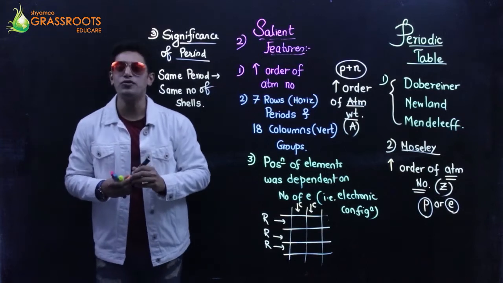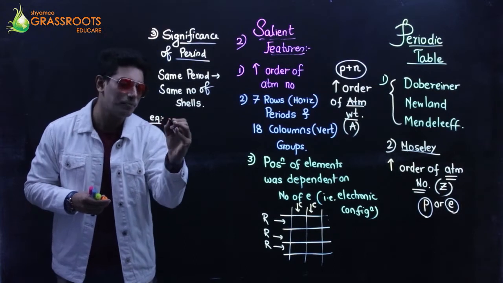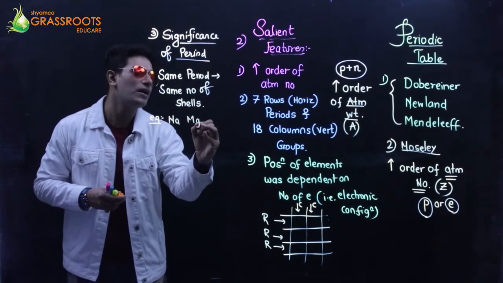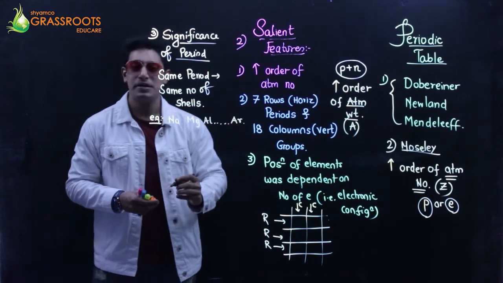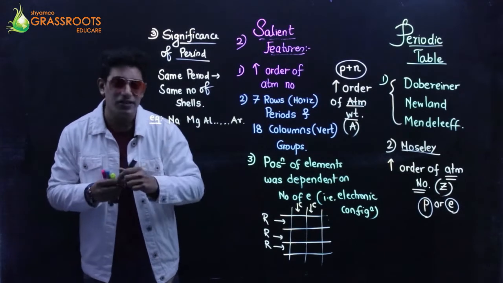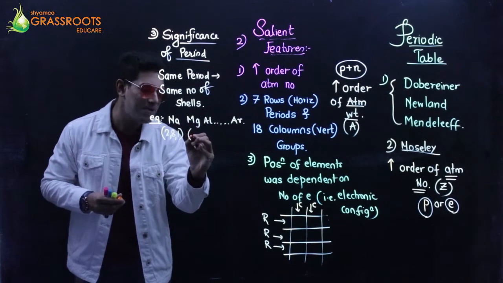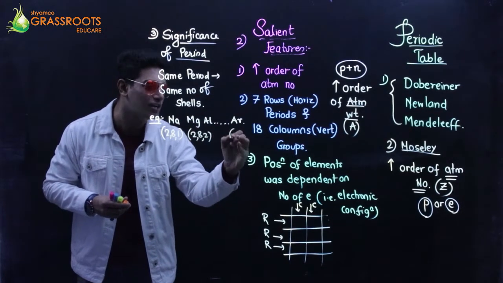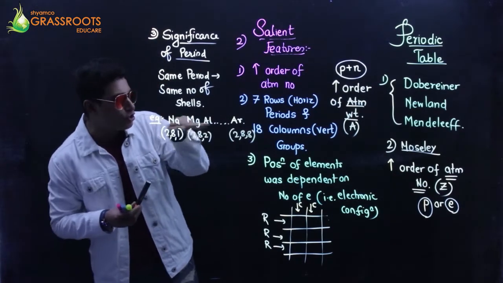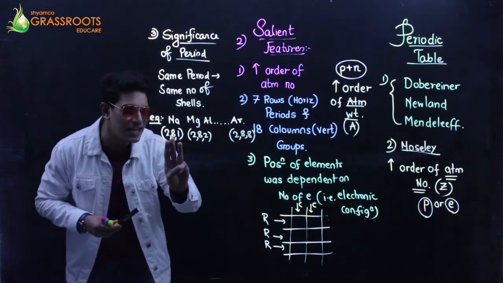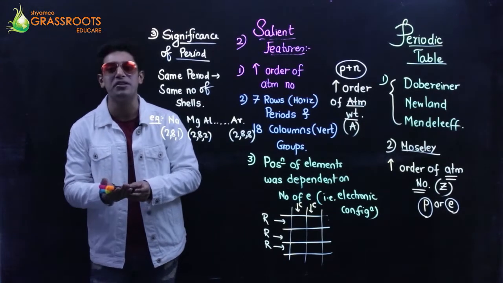That is, the number of shells remain the same. So if you have an example, take sodium, magnesium, aluminium, it goes on up till argon. Can I say the configuration of sodium is 2, 8, 1? It has 3 shells. Magnesium 2, 8, 2, argon 2, 8, 8. Can I say in this row, horizontal period, each of the elements has how many shells? 3 shells. That's the significance of a period.